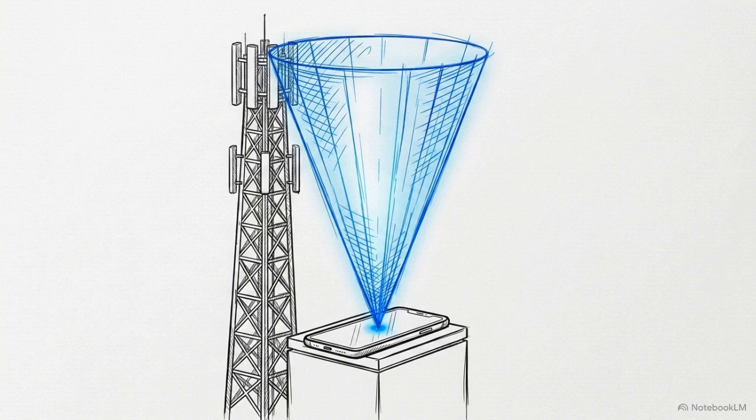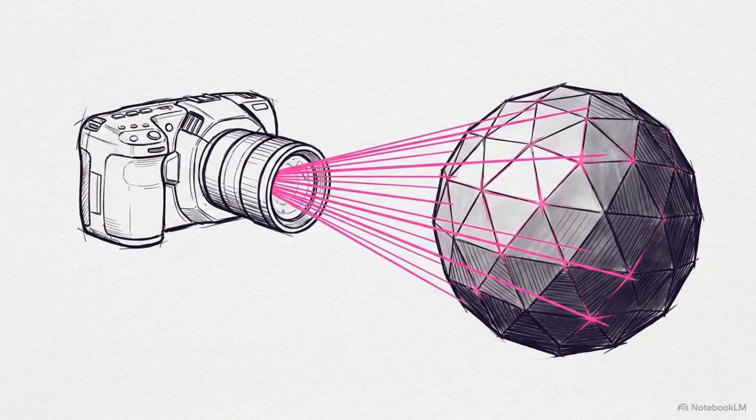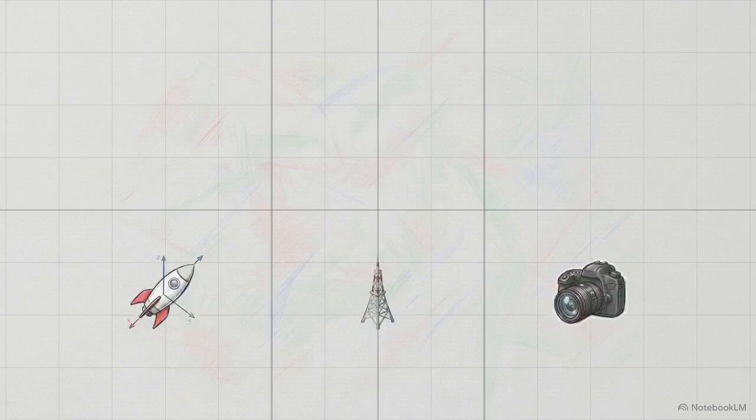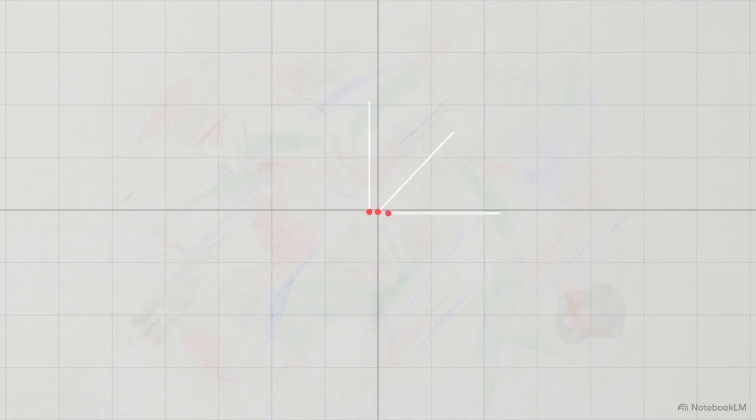In telecommunications, 5G phased array antennas rely on the identical geometric principles to emit tightly focused, directional signal beams toward specific hardware receivers. And in computing, modern rendering engines construct entire visual worlds by treating this geometry as virtual light rays, cast outward from a digital camera into a simulated scene.